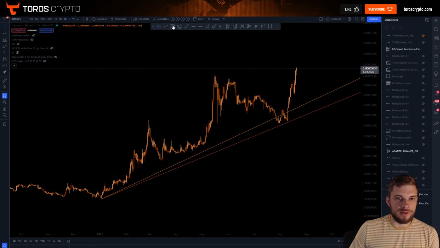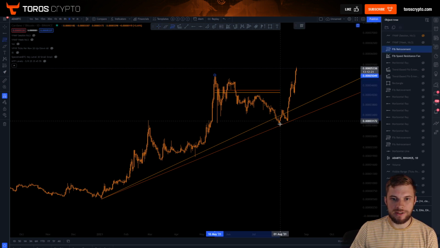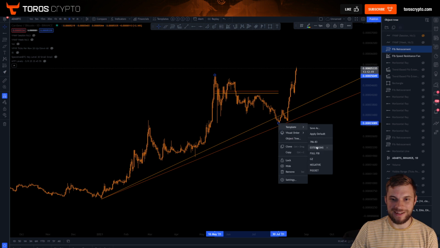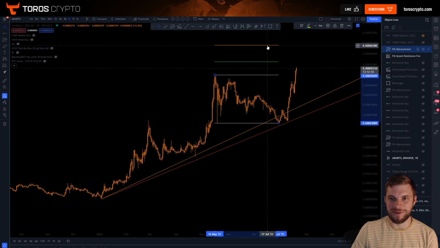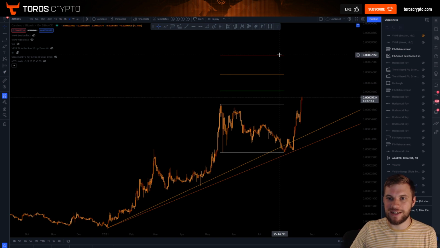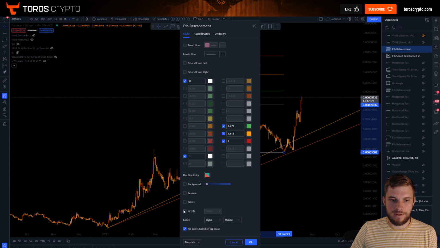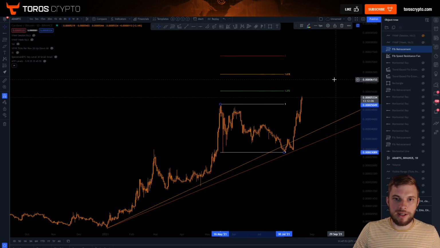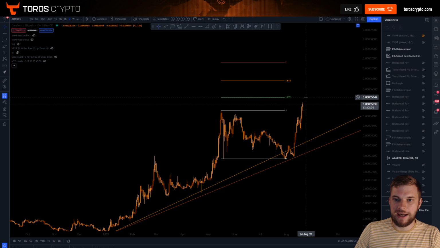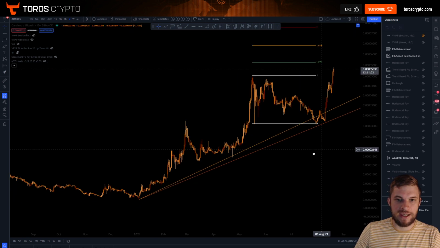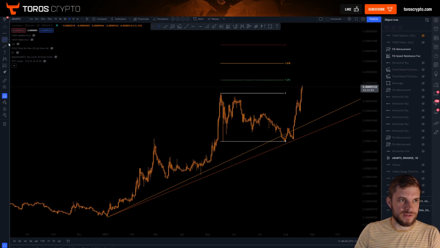The other stuff that we can do on here is, did I do this already? We can pull our fibs, we can add our expansions, and we can start to look at possible areas of resistance above us again here. So if I do just add the levels onto this, let's take a look at our 1.272 coming in here at 5,640-ish. Our 1.618 coming in at 6,400-ish, and our 2 coming in just above that 7k area just here. So again, interesting stuff on here.